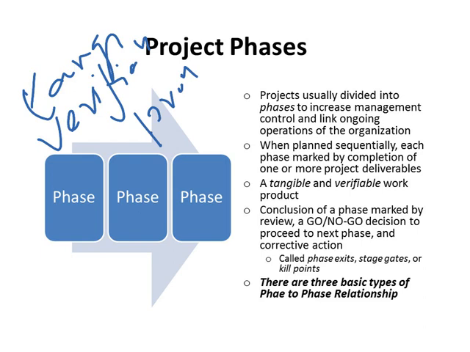Conclusion of a phase is marked by a review, a go-no-go decision to proceed to the next phase, and corrective actions. This end review is also called phase exits, stage gates, or kill points.